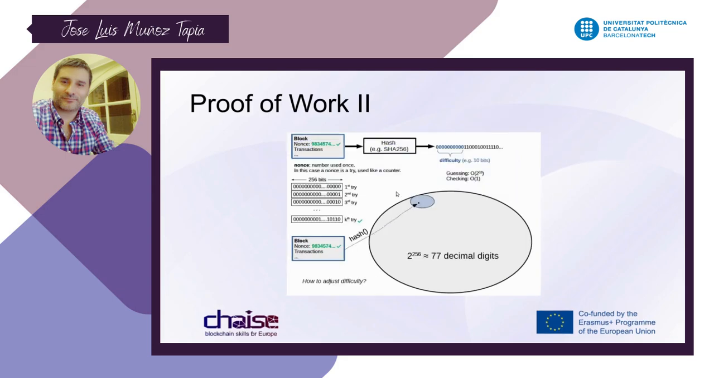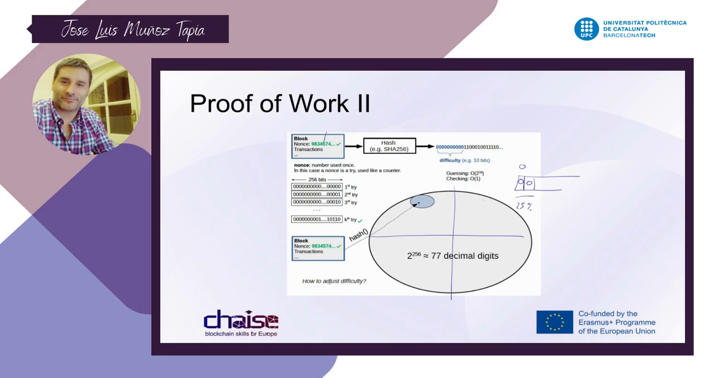We adjust the difficulty. For example, if I say one zero is too easy, the output of the hash function should have two zeros, for example. Then with one try of one nonce, we have 25% probability of getting an output of the hash function that has two zeros.